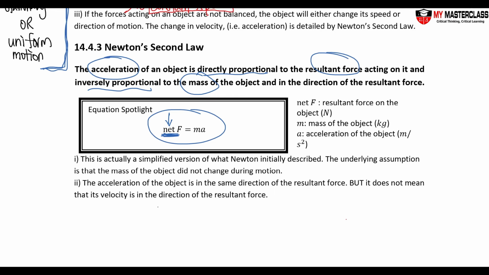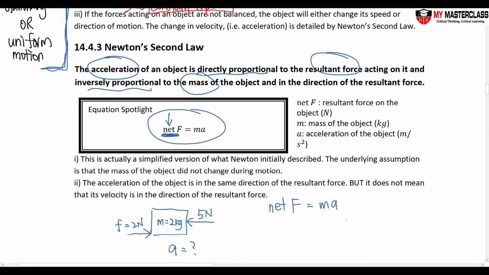Okay, let me give you an example. Let's say I have a box. This box, the mass is 2 kg. I push the box with 5 newtons. And then because I'm pushing it along the ground, there is friction of 2 newtons. And I want to know what is the acceleration of this box. So let's say that I want to apply the net force equals ma. What is the net force on this object?